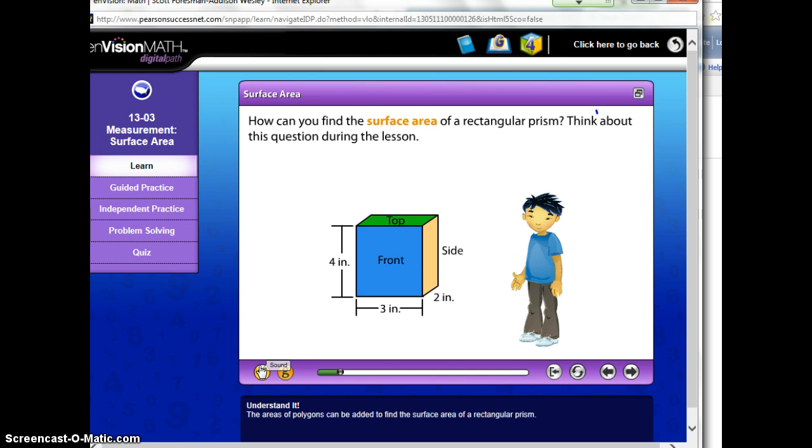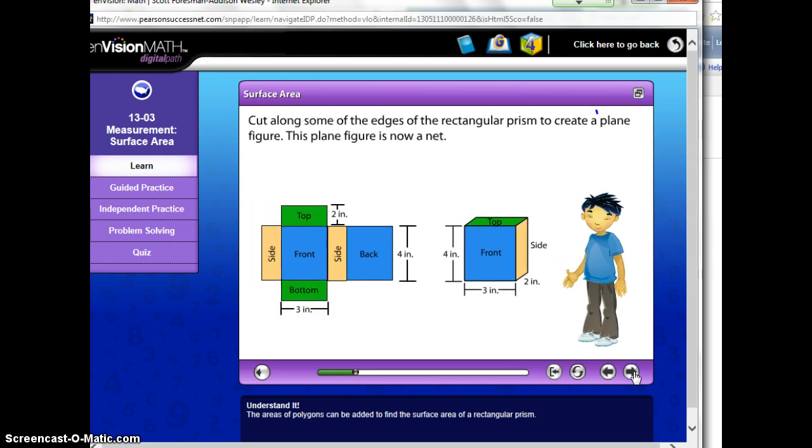Now, today you will not have to do any measuring. They will do the measuring for you. You will be given the length, the height, and the width of a shape. That will be given. So if you look at our rectangular prism, how could we open it up to create a plane figure? Well, we could cut along the edges and lay it flat, and we could make it a net that looks just like this.